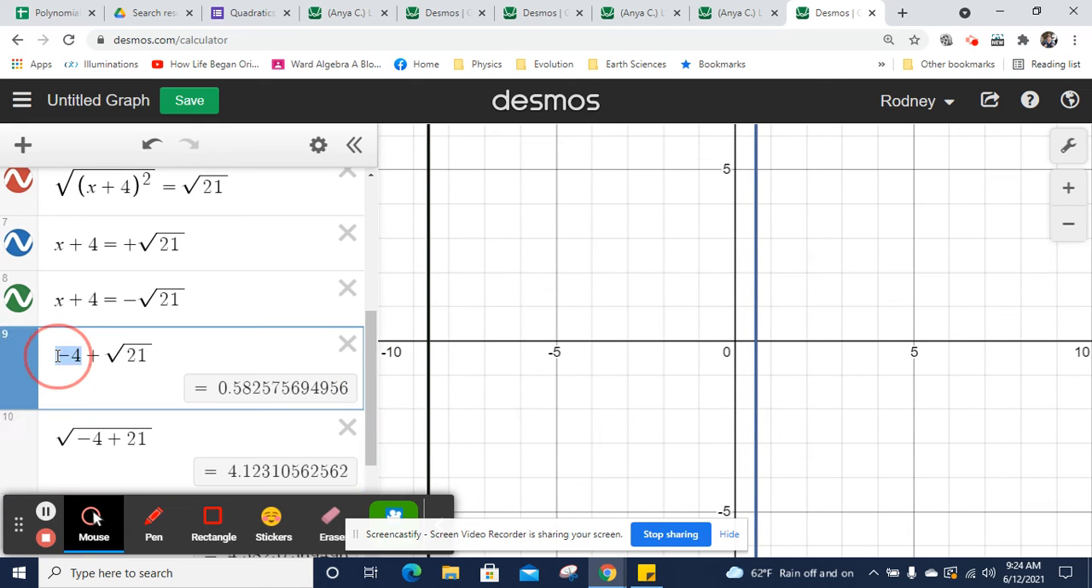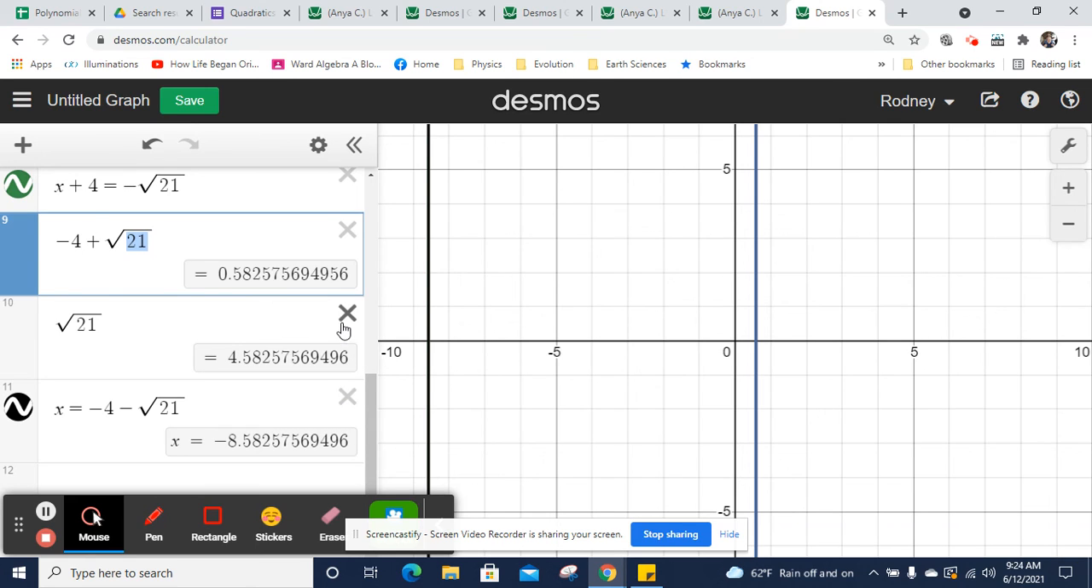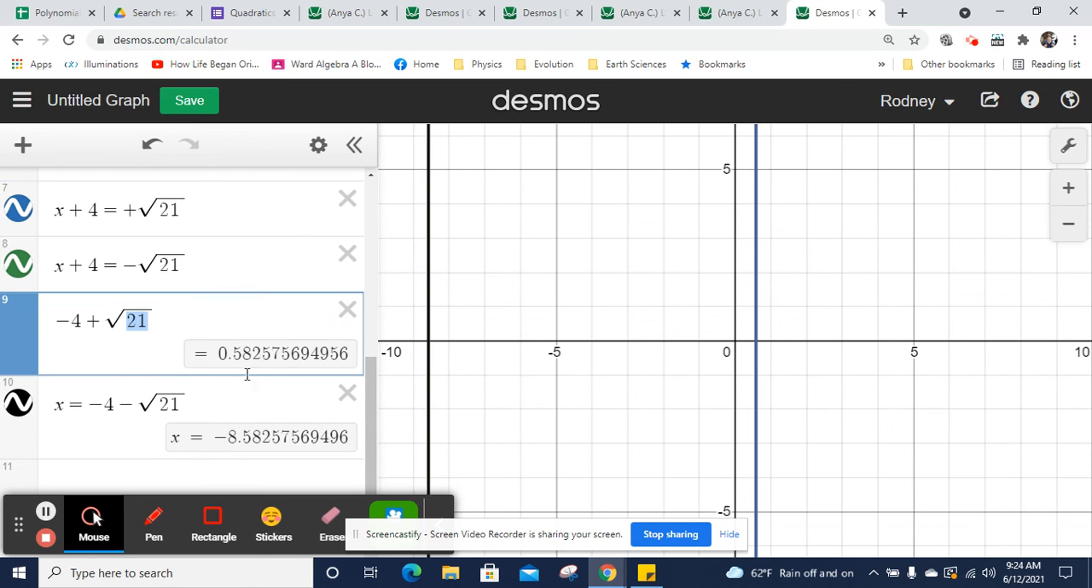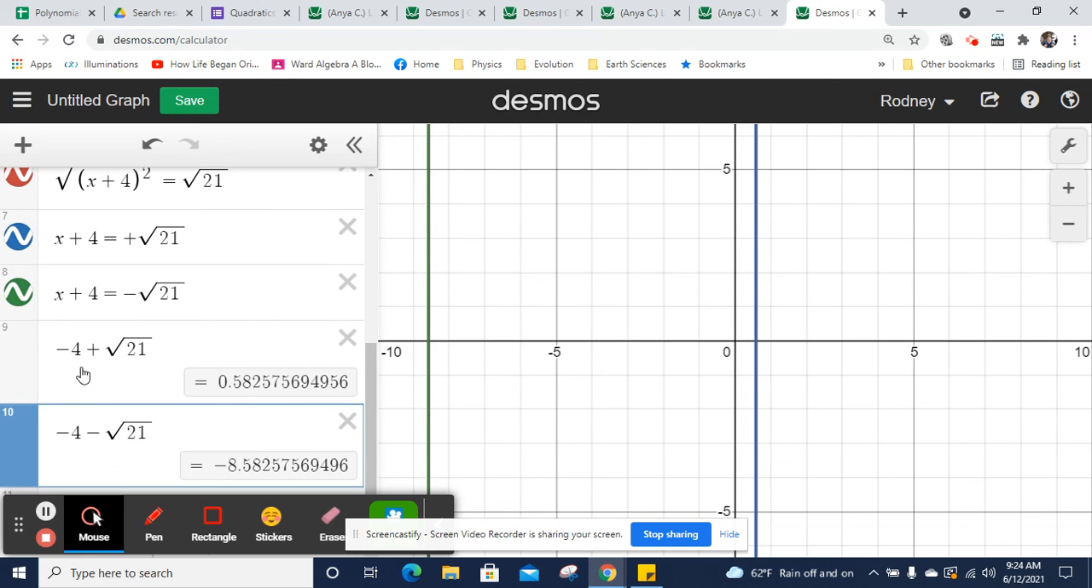This is a number that doesn't need to be in the square root, and this is a number that has to stay in the square root. Keep them separate. So this one is going to be negative 4 plus the square root of 21, and I'm going to just delete the wrong answer, and negative 4 minus the square root of 21. So those are my two solutions.